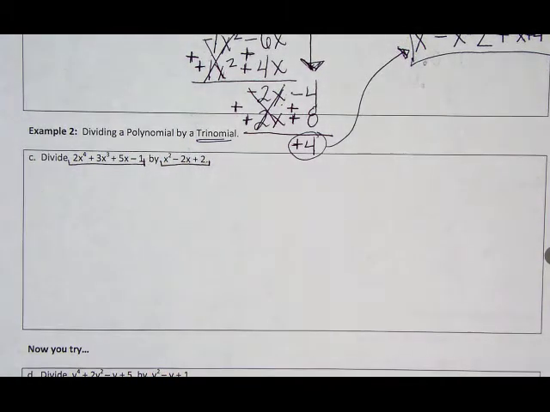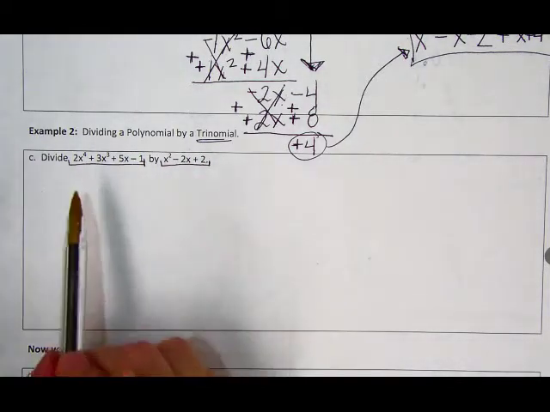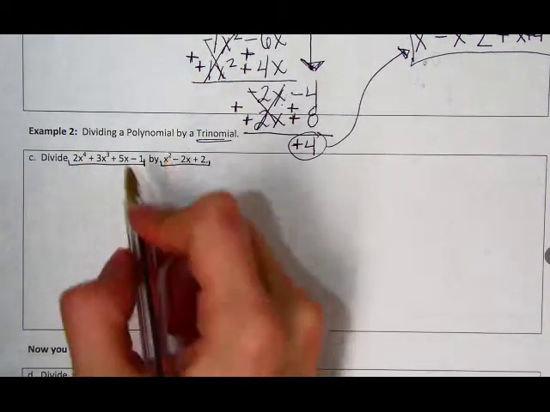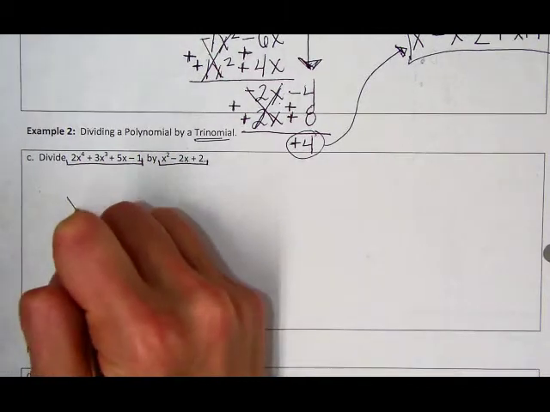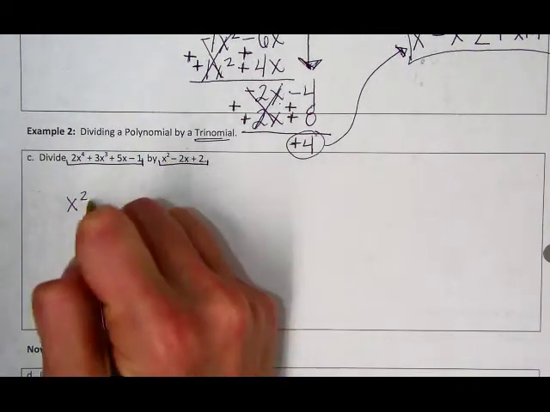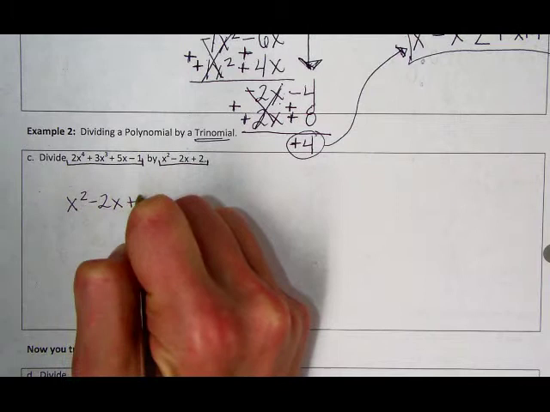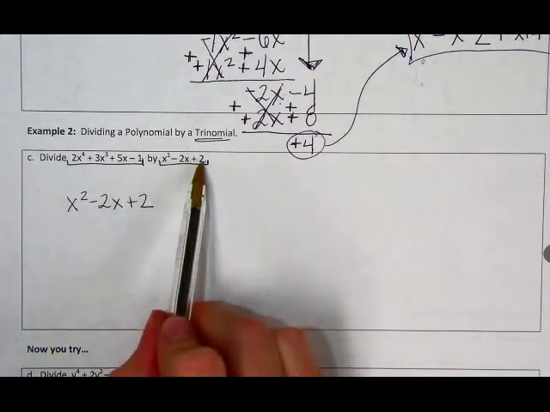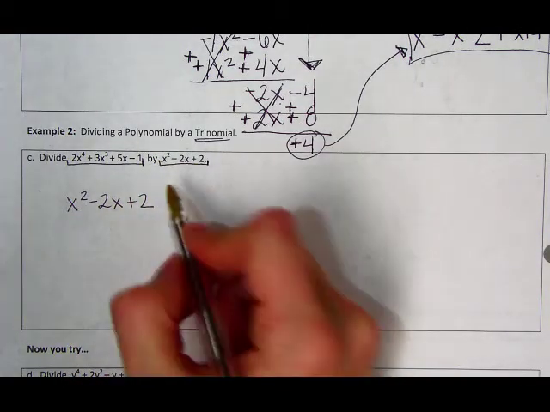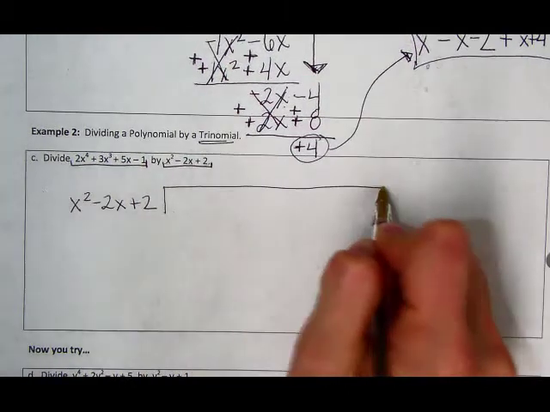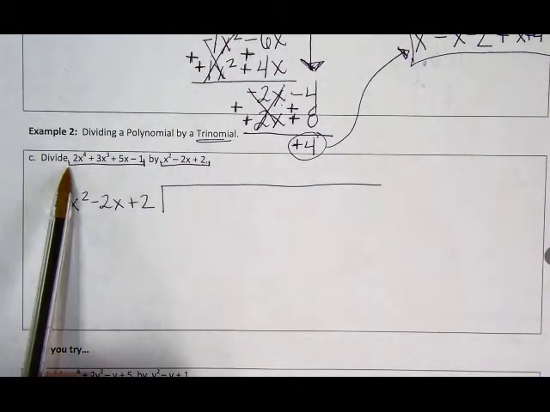So we're going to set this up the same way that we did in the previous 2 problems. Our second term is going to get written on the outside: x squared minus 2x plus 2. That's already in standard form and I don't have to add any zeros here. Divided by my quartic function.